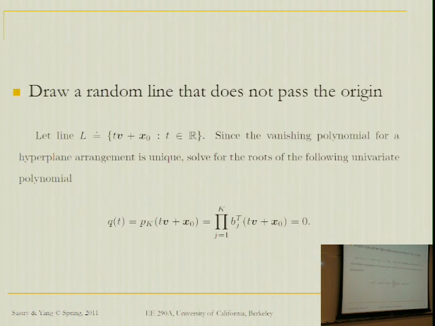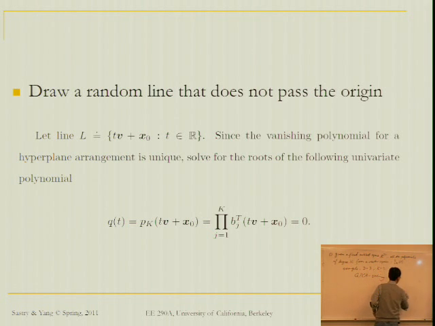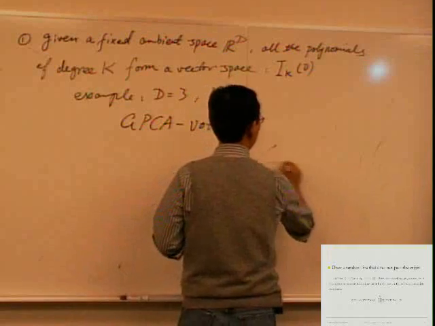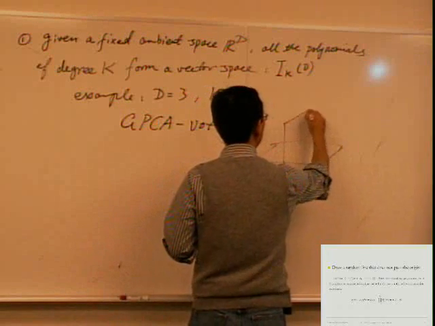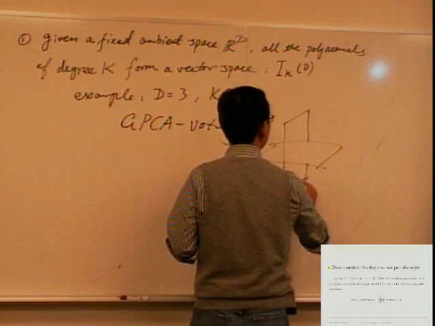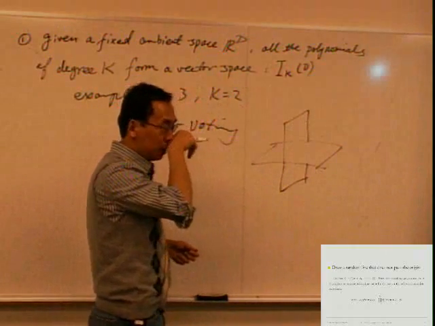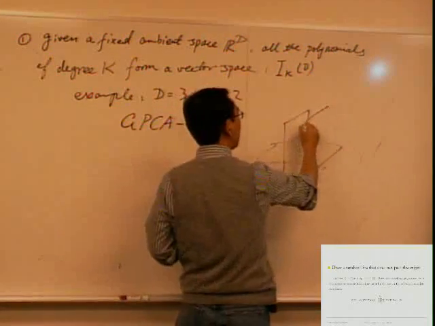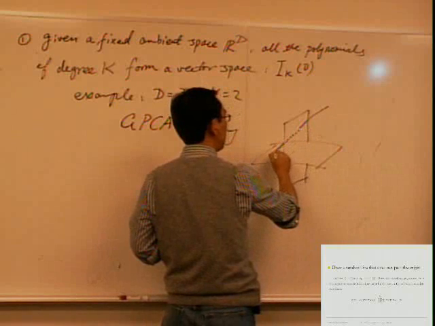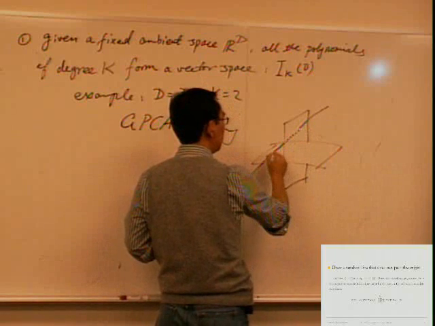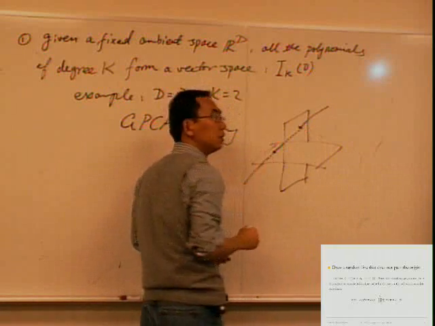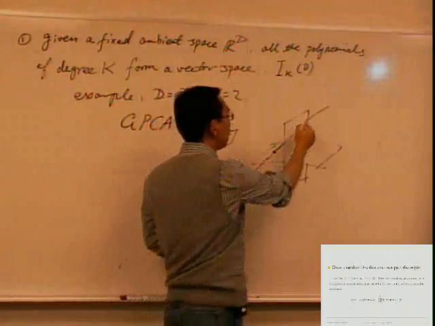The answer is simple. You randomly draw a line. As long as the line doesn't pass the origin, that is going to give you k points. Two subspaces. 2 planes in R3, you randomly draw a line. That gives you 2 points. As long as this one doesn't pass the origin.